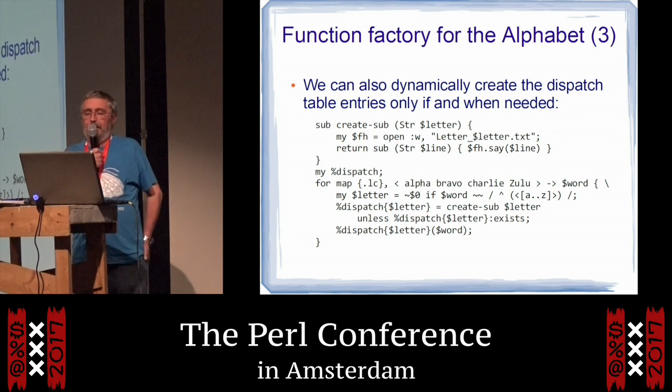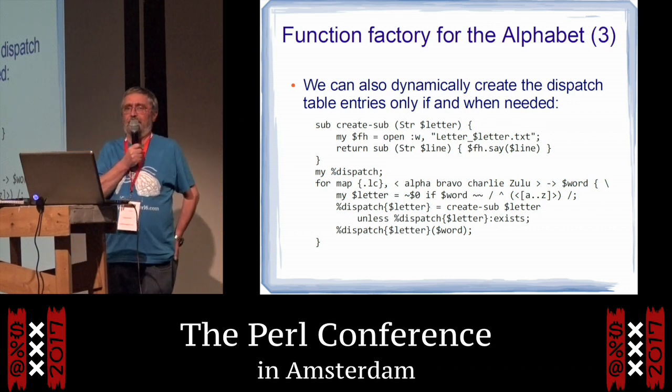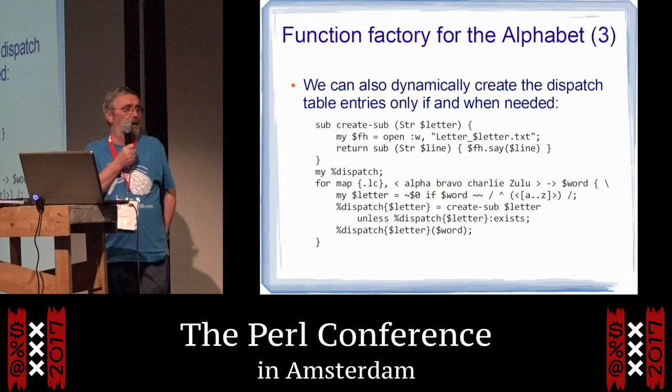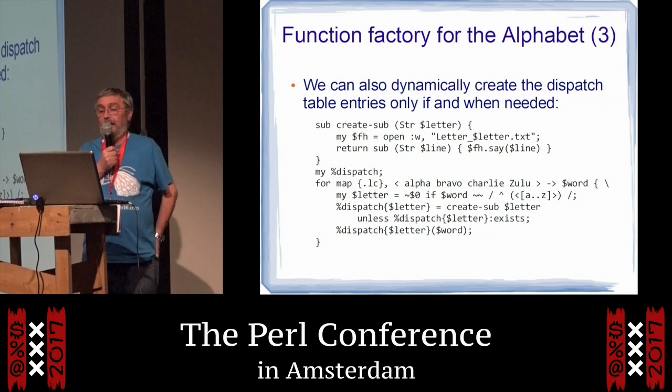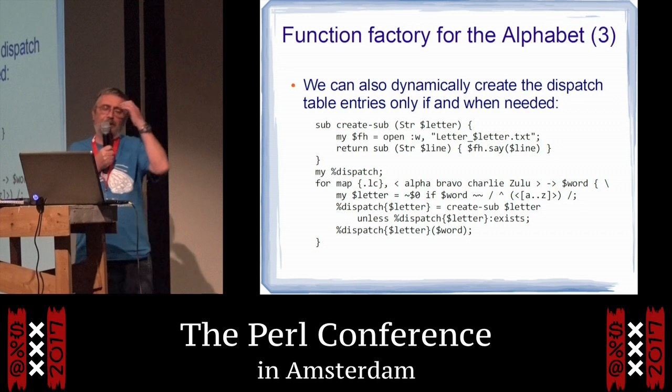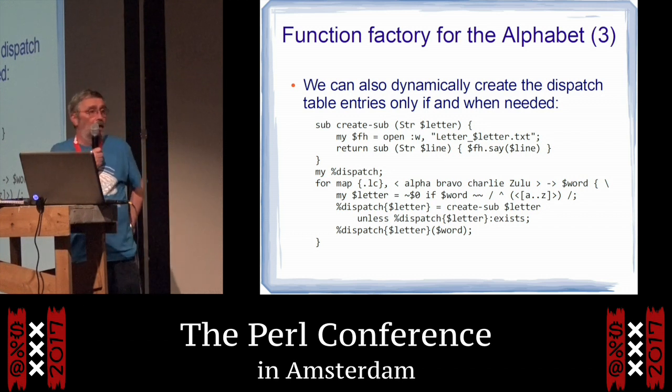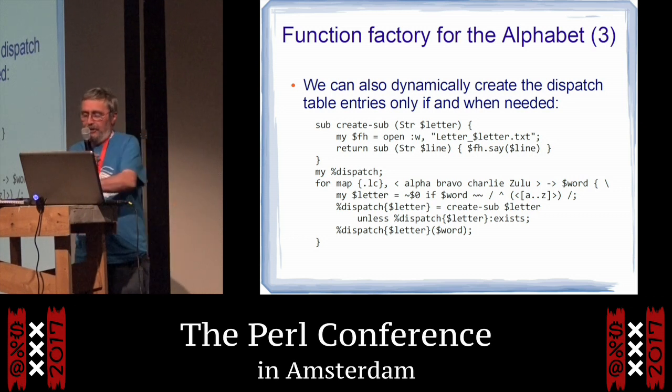So if I see the first letter of a word, which is A, I first check if I already have a function for words starting with letter A. If I don't, I create it. If it's created, then I use it, and that's it. The interesting thing is that it shows that it's really dynamically created when I need it. If I never need a function for letter H, then I will not create a file for that, and I will not create a function for that.